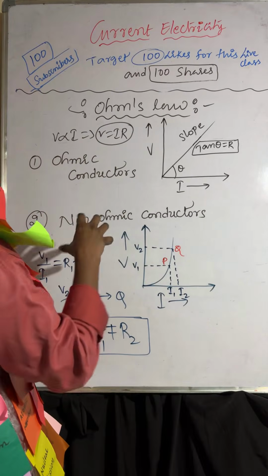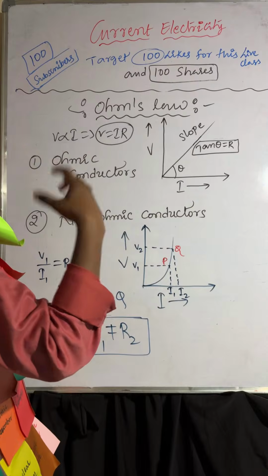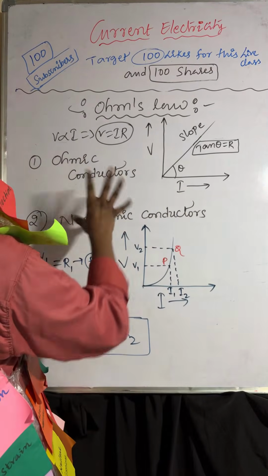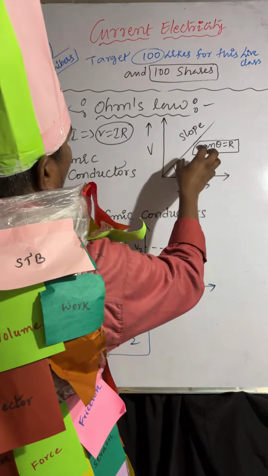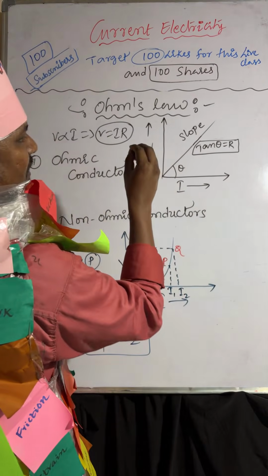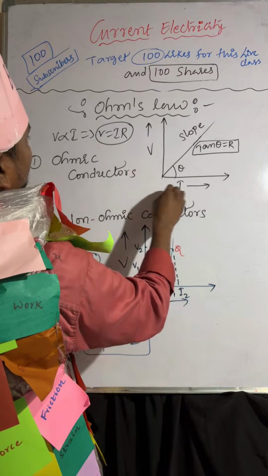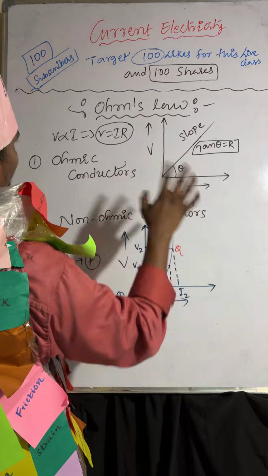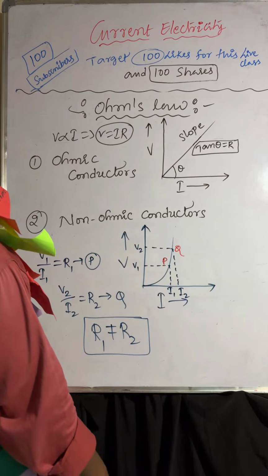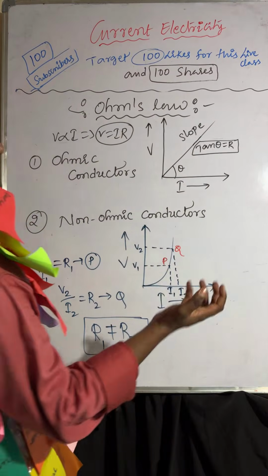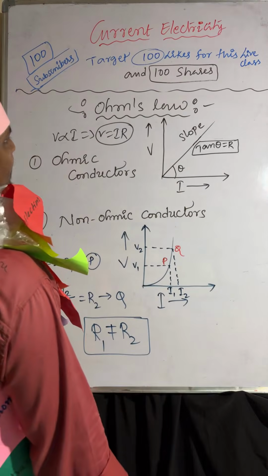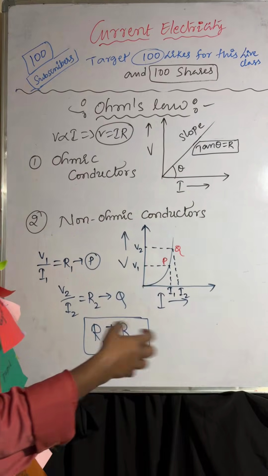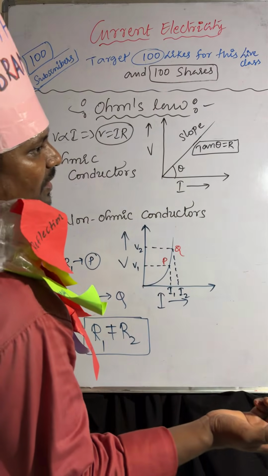conductors, the conductors or circuits or materials which obey Ohm's law are called ohmic conductors. You can see the graph is a straight line starting from the origin, with V on the y-axis and I on the x-axis. Tan theta equals R, the slope of the graph. The VI graph gives the definition of resistance. Resistance is nothing but the phenomenon of opposing the electric current.